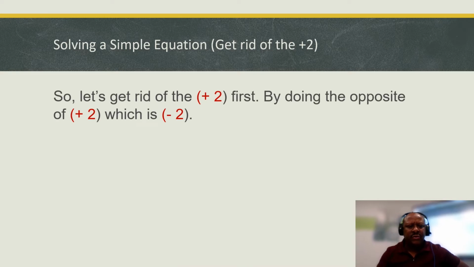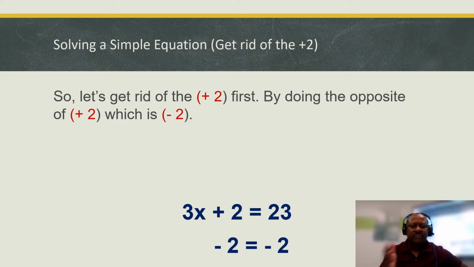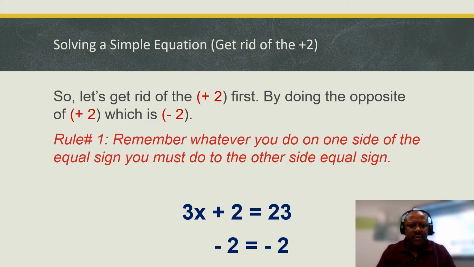Well, the first thing we want to do is get rid of the plus 2 by doing the opposite of plus 2, which is negative 2. So we're going to subtract 2 from both sides. When you subtract 2 from the left side, we also want to subtract 2 from the right side. That's a very important thing. That's rule number 1 when you're solving an equation: whatever you do on one side of the equal sign, you must do on the other side of the equal sign.